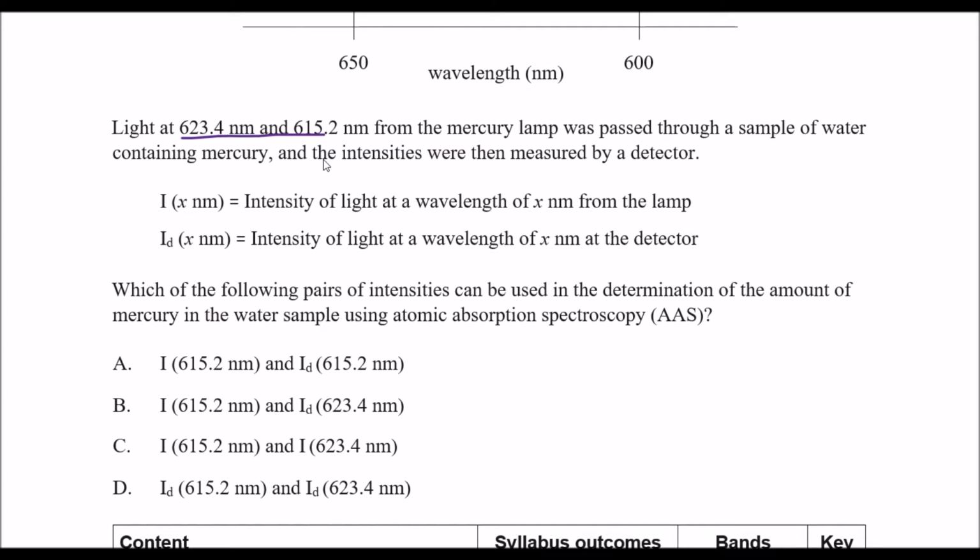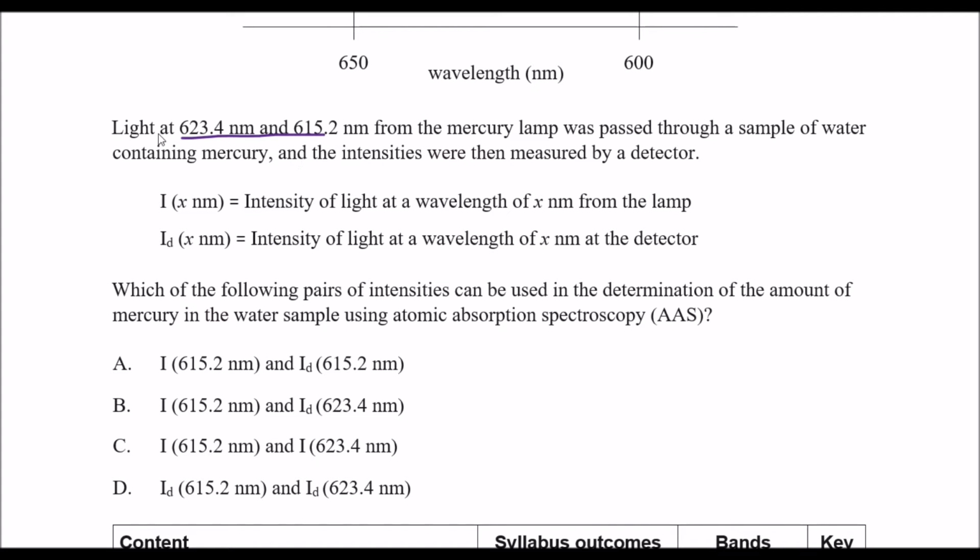Once we produce that light, we also want to know how much of that light was absorbed. In order to work out how much light was absorbed, we need to use the same detector that uses the same wavelength that was produced.